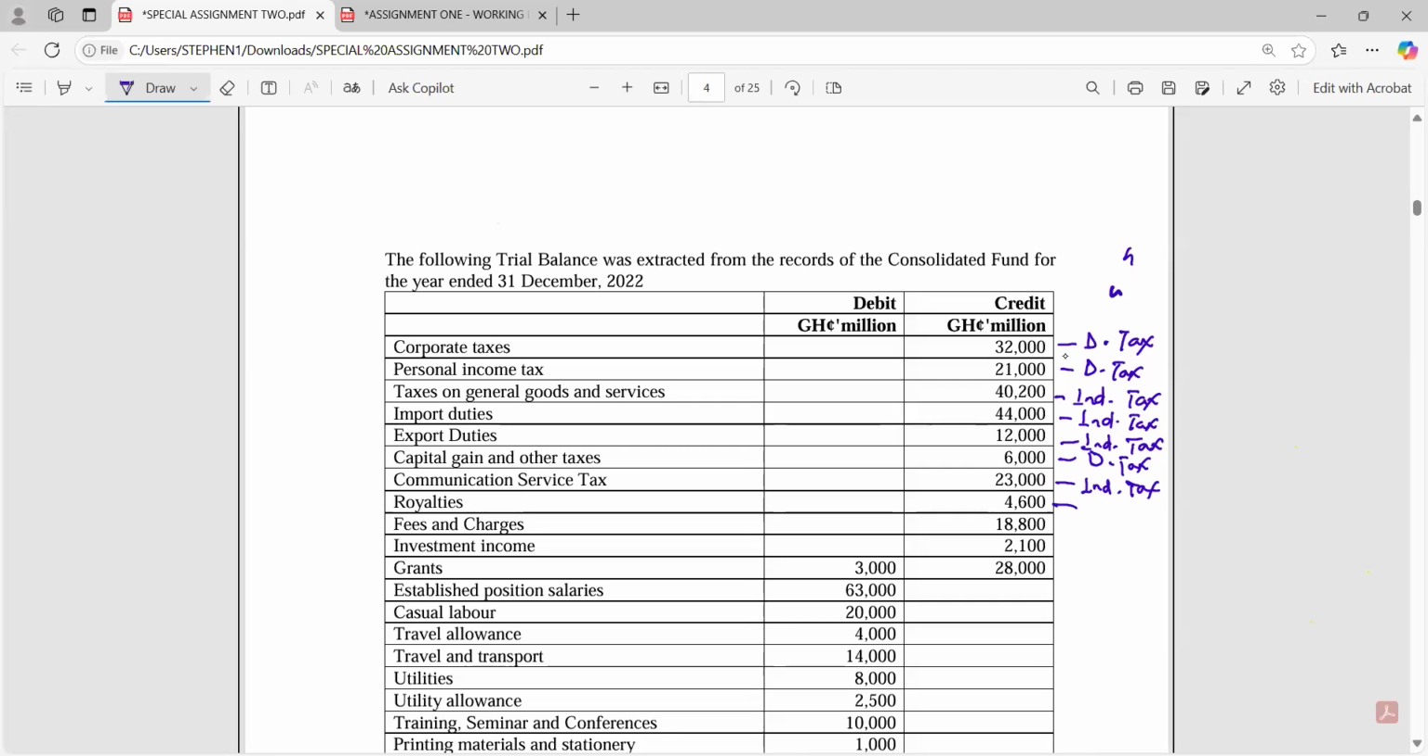We have royalty. Royalty is non-tax. We have fees and charges, non-tax. Just the credit side, because you and I know that the credit side contains the revenue. If you want revenue, go to the credit side. Revenue is not at the debit side, it's always at the credit side. Good. We have investment income, non-tax. We have the next one, grant is grant. Good.